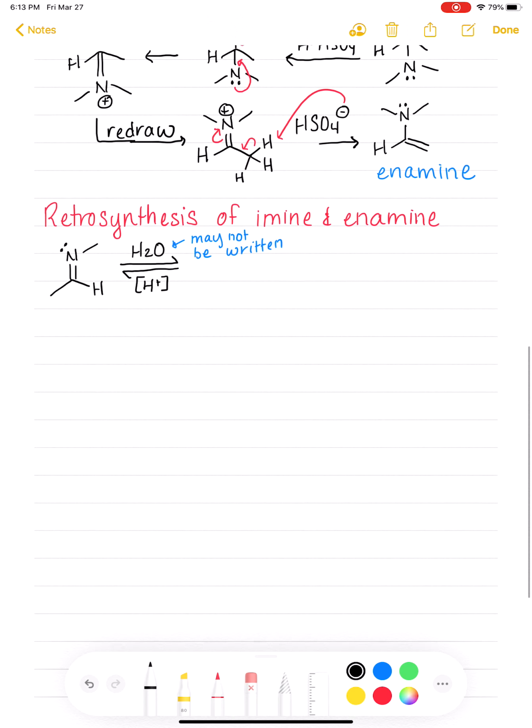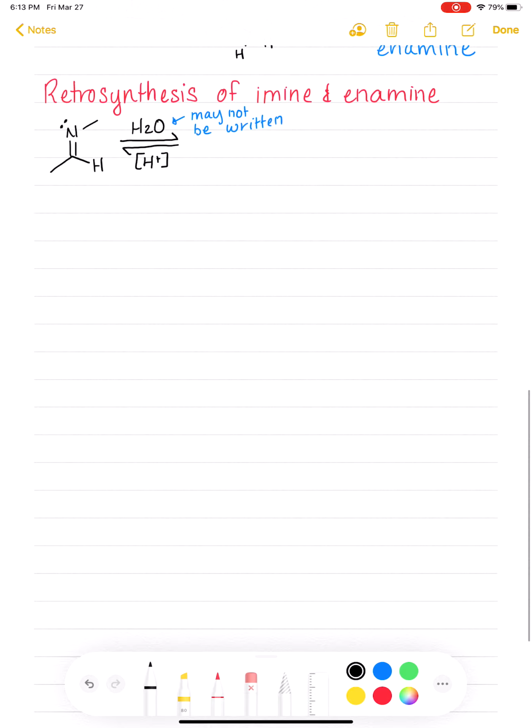That's definitely possible. It is kind of tedious, and you know that I really like mechanisms, and I don't like to promote just memorization of things. I like you to understand why things happen. But this is one of those reactions where I almost feel like it's easier if you don't learn the mechanism and instead learn a shortcut. So I'm going to show you the shortcut.